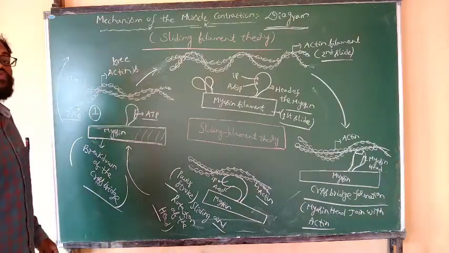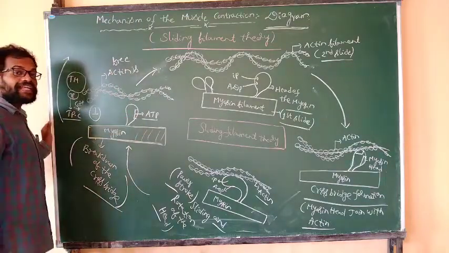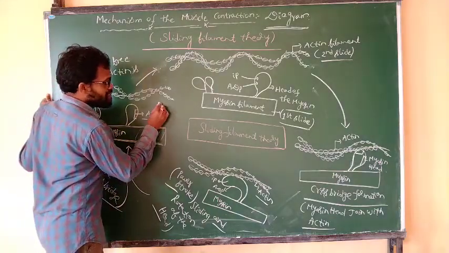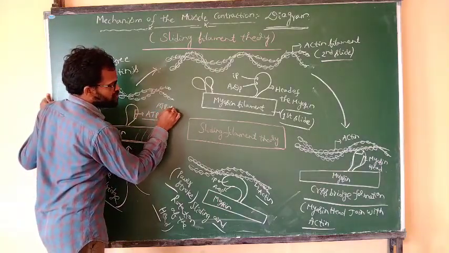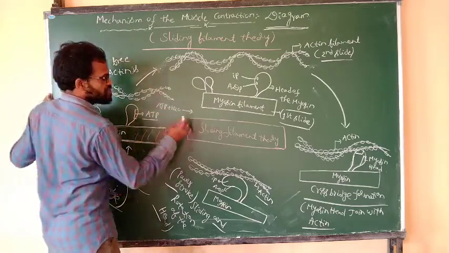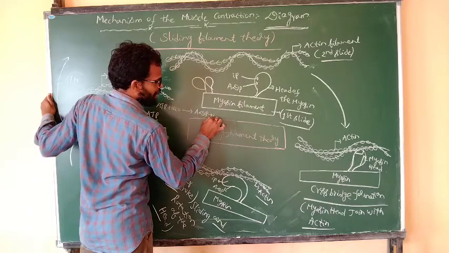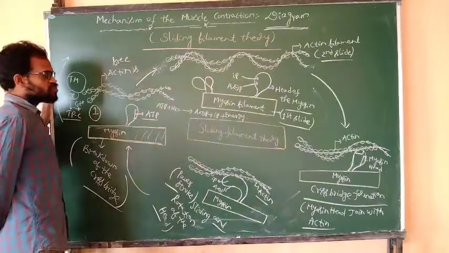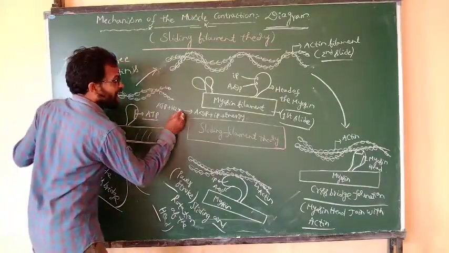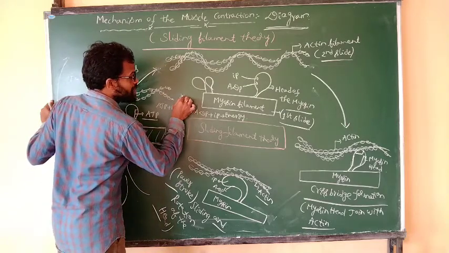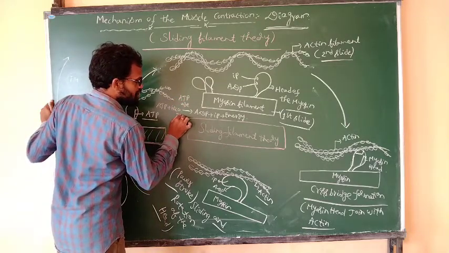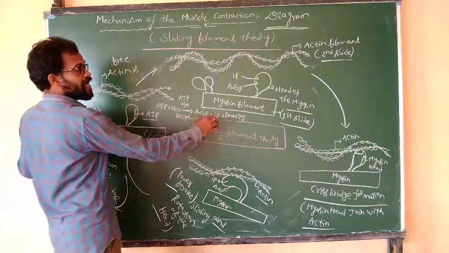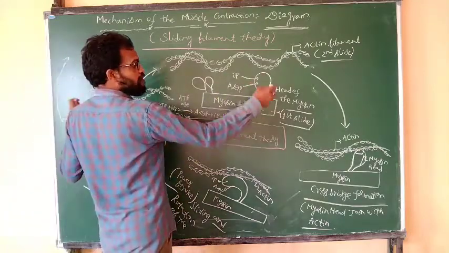Whenever this entire complex moves forward, this ATP binding site, that is, the myosin head, consists of an ATP binding site. This ATP undergoes the hydrolysis process. It is converted into ADP plus inorganic phosphate plus energy. This ATPase enzyme participates, giving ADP plus Pi. This ADP plus Pi is released from the myosin head.